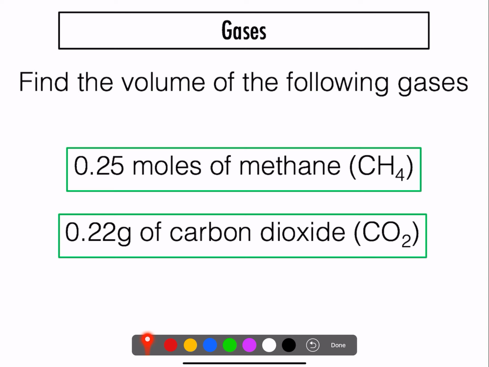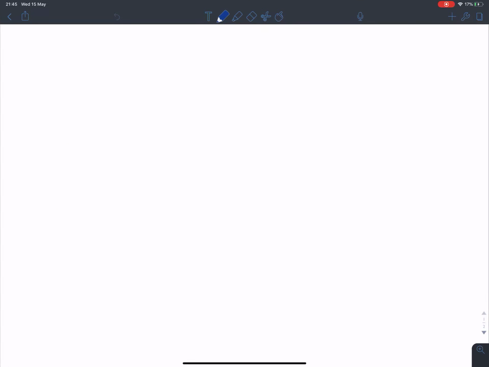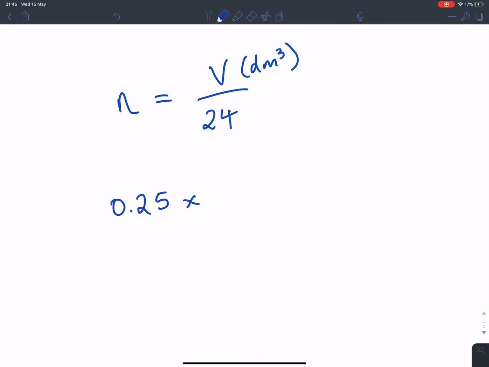Okay, so find the volume of gases in the following. So you have 0.25 moles of methane. Again, the formula we're going to say is number of moles equals volume over 24. So here I'm going to use volume as decimeters cubed. So I know it's 0.25 times by 24, and that's a quarter of 24, so that's 6 decimeters cubed. So that's how much volume you have.